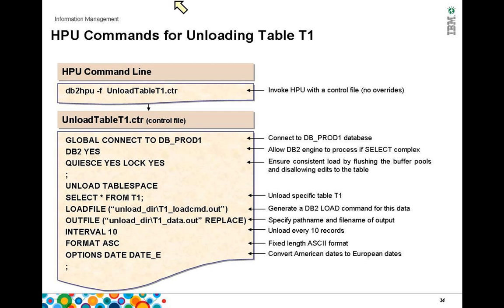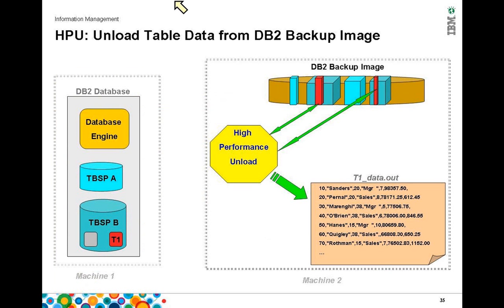There are lots of examples that you can use as templates from the user's guide. On slide 35, let's look at the pictorial for unloading table data from a backup image. Here I have a different type of configuration. In this scenario, I've decided to depict DB2 sitting on machine 1, and on another machine are the backup images from this database. They've been moved to this machine, and so I've installed high performance unload on this machine. It's not installed on the production server.